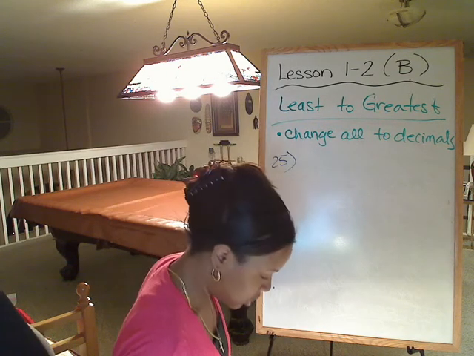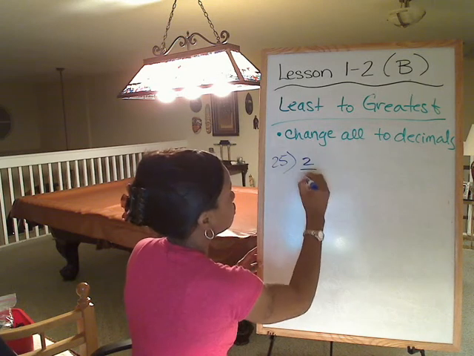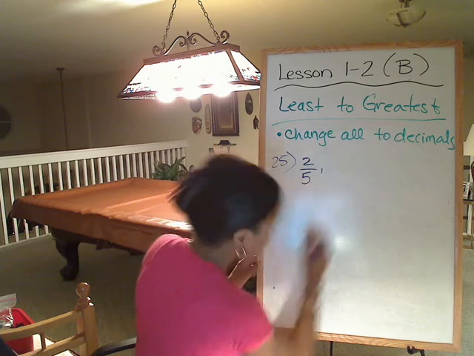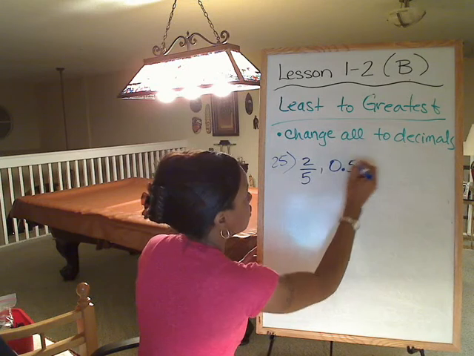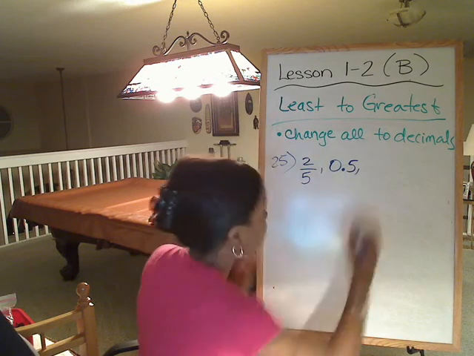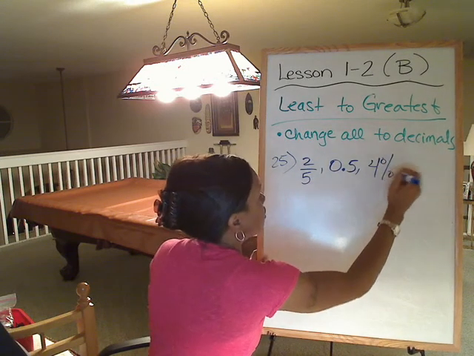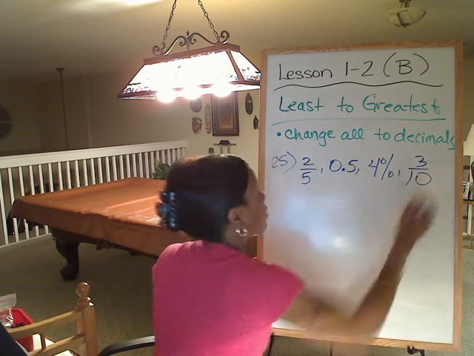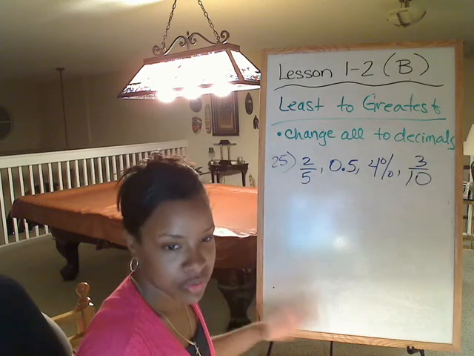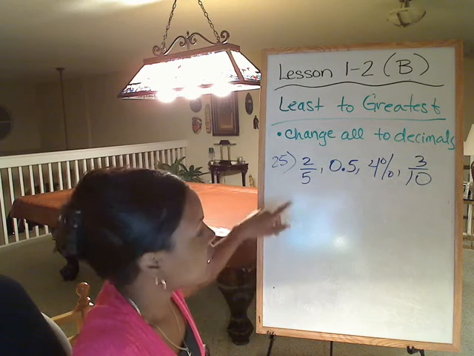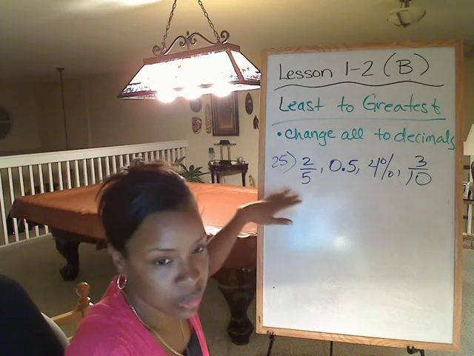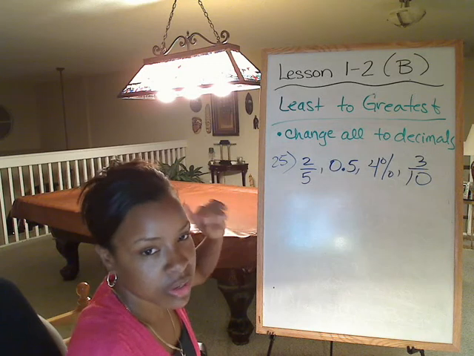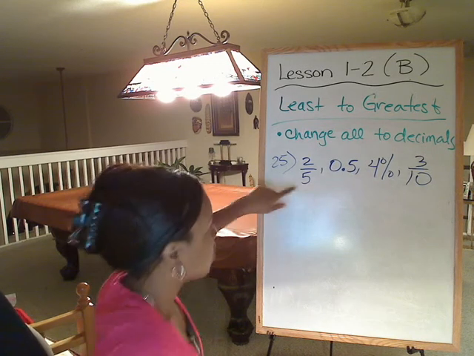And they want us to change 2/5, 0.5, 4%, and 3/10. Okay? 2/5, 0.5, 4%, and 3/10. These are all the numbers they want you to order from least to greatest. So all you have to do, make everything a decimal.